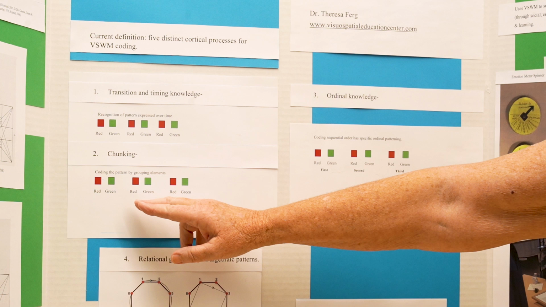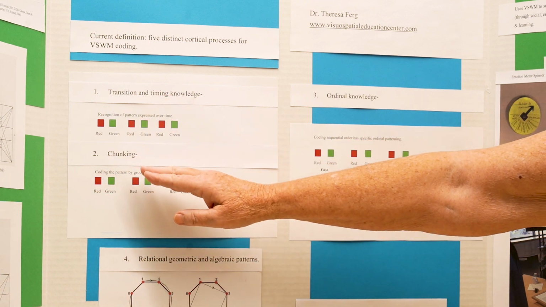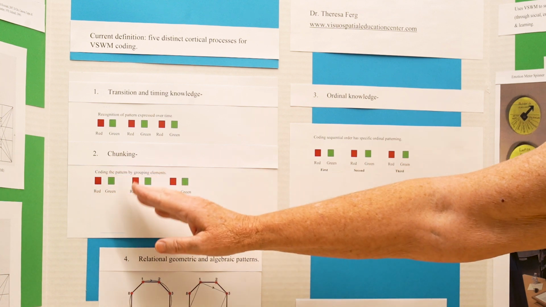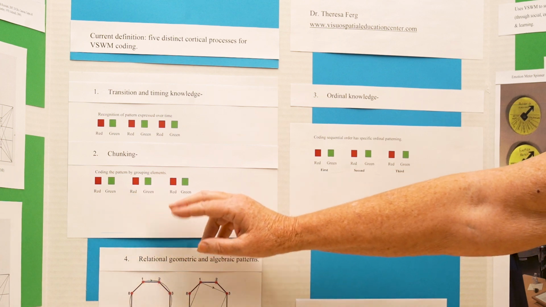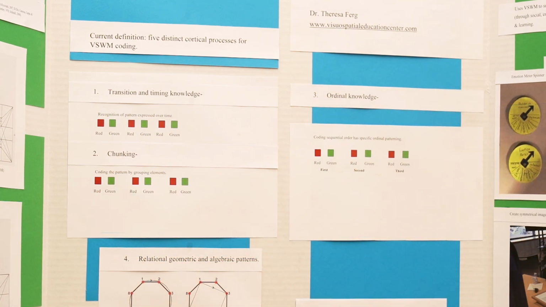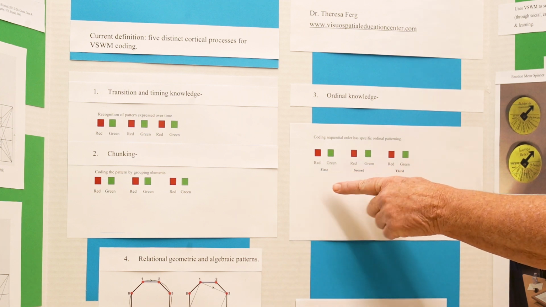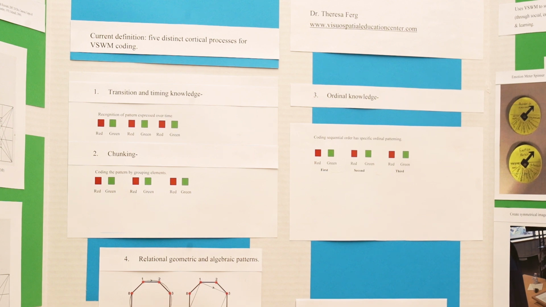Chunking knowledge is when you're grouping additionally, also recognizing the transition and the sequence, but you're also grouping them to be able to remember those. So here's the first group, and then the next group, and the next group. And ordinal knowledge is when you have the first group referred to as first, second, and third. So they're in an ordinal pattern.